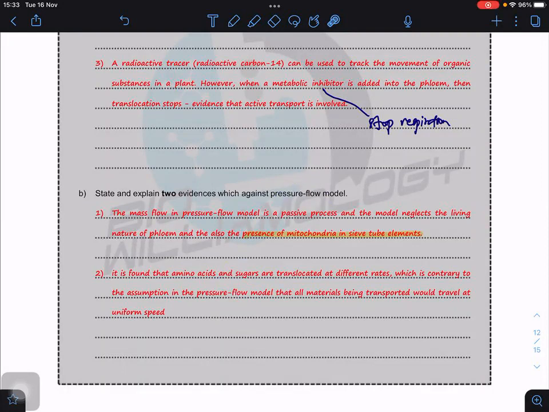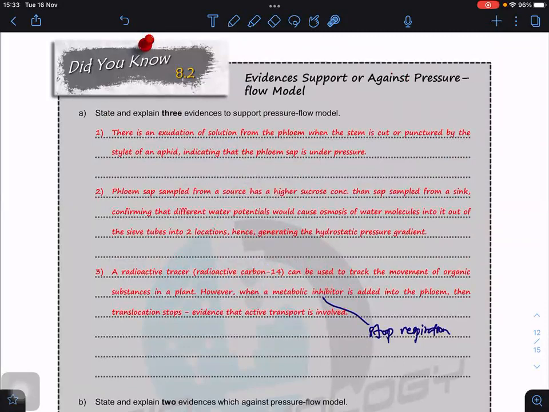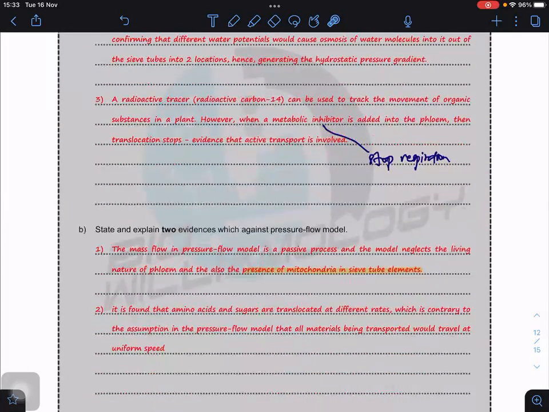Okay, this part you do not actually need to memorize. Sometimes a question may give you this evidence and ask which one supports the pressure flow model and which one does not support it. So from here, you roughly know which one supports and which one does not support the pressure flow model. Okay, so we have learned about this already.